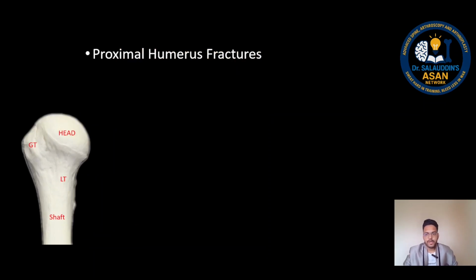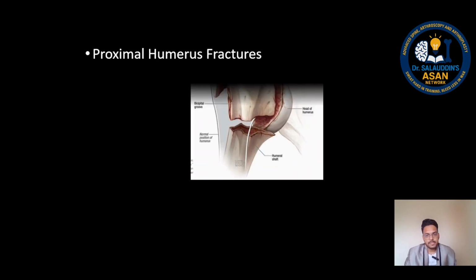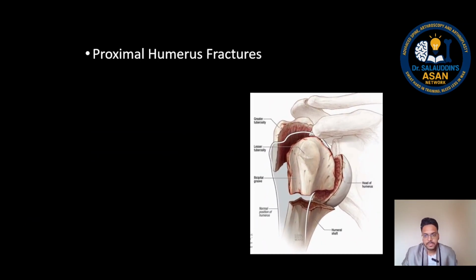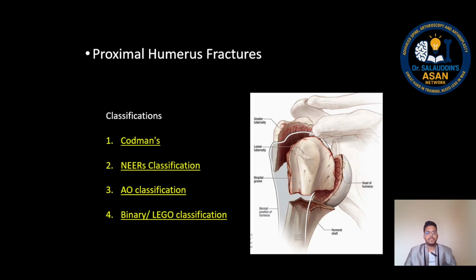First, the proximal humerus anatomy. There are four main parts in the proximal humerus: the head, the greater tuberosity, the lesser tuberosity, and the shaft. So how this fractures is, it fractures into individual parts, that is the head gets separated, the shaft, the lesser tuberosity, and the greater tuberosity, they separate and fracture individually. It happens because of their muscle attachments. Okay. So how do you classify these fractures?